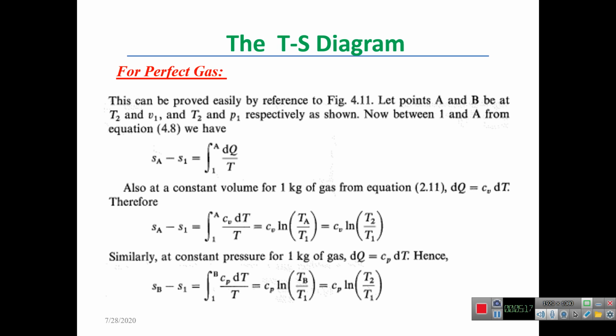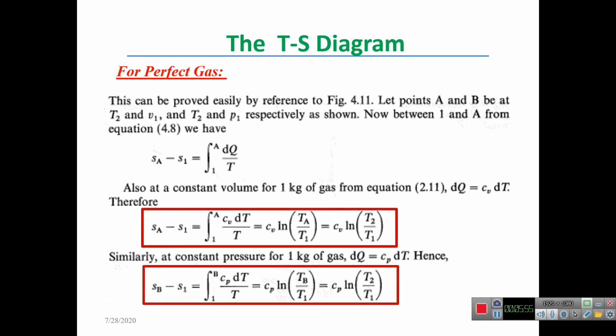If we consider the constant pressure process for 1 kilogram of gas, then dQ is equal to Cp dT. Cp is what we refer to as the specific heat at constant pressure. So SB minus S1 is equal to the integral between 1 and B of Cp dT by T. We substituted for dQ equals Cp dT, and this is equal to Cp ln TB over T1, which is equal to Cp ln T2 over T1.